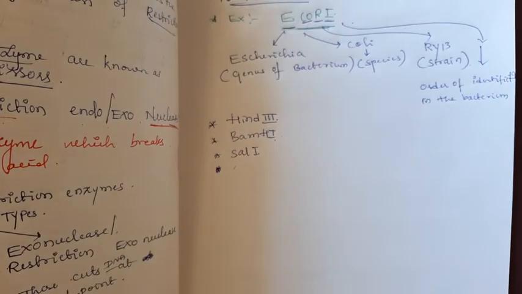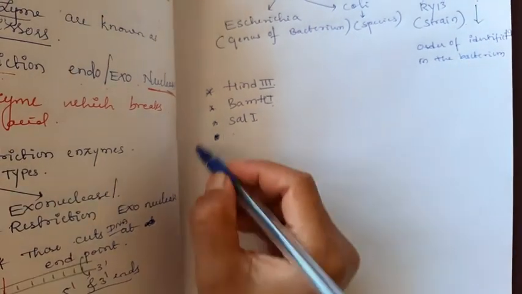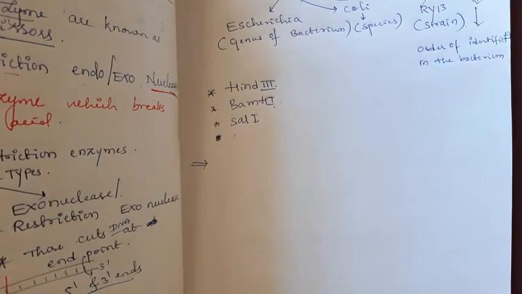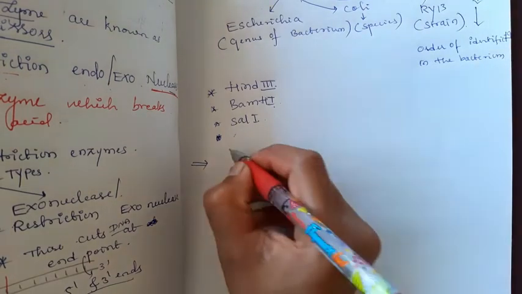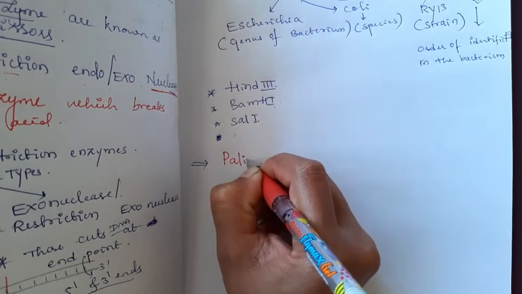The most important thing here is that restriction enzymes recognize specific sequences, nothing but the recognition site. What are these recognition sites? The recognition sites are nothing but palindromic sequences. What are palindromic sequences? Now we can discuss that. This is very important, students. Just understand what palindromic sequences are.